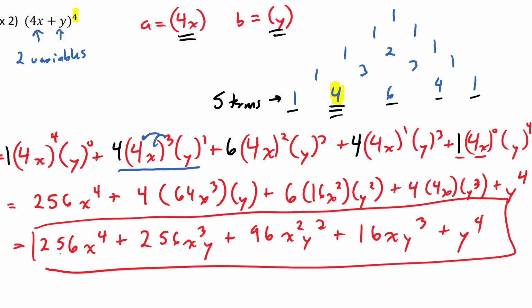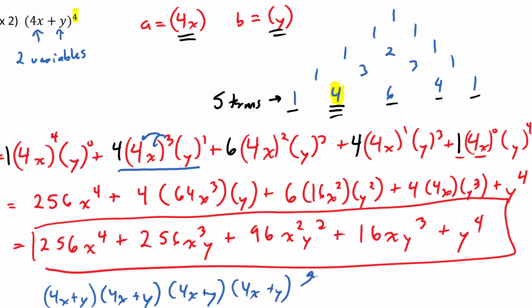So you can see this is getting a bit more challenging, but it's a lot easier than it would be to do, for instance, 4x plus y times 4x plus y times 4x plus y times 4x plus y. That's what that represents. Instead of doing it in many, many steps, we just did it in 3.